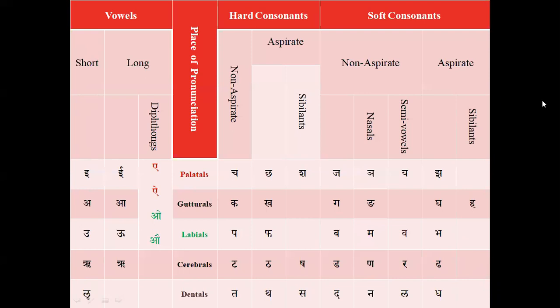And the guttural: a is guttural, and the ka varga is written. Ka, kha. Ka, the first letter, is non-aspirate, alpa prana, and kha is mahaprana. So they come under hard consonants and they are guttural. And the third letter, ga, which is alpa prana, and the fifth letter, nga, nasal. They are non-aspirate, alpa prana. And under soft consonant and aspirate, gha and ha are there. Gha is the class consonant, ha is the sibilant. So they are mahaprana.